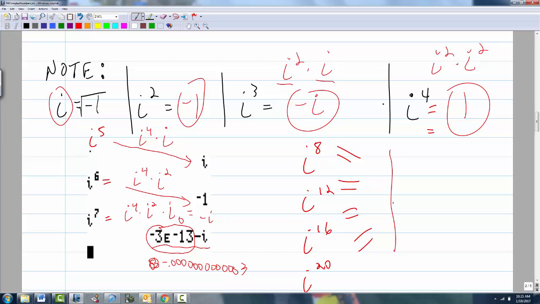And this is a big fat what? What is that number right there? That's a big fat 1. Because i raised to a power that is a multiple of 4 just means you have a bunch of i to the fourths multiplied together.